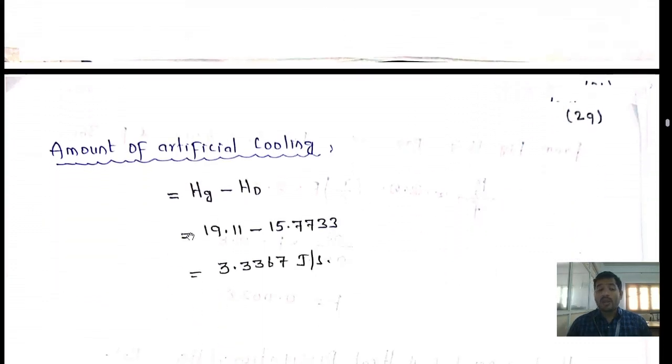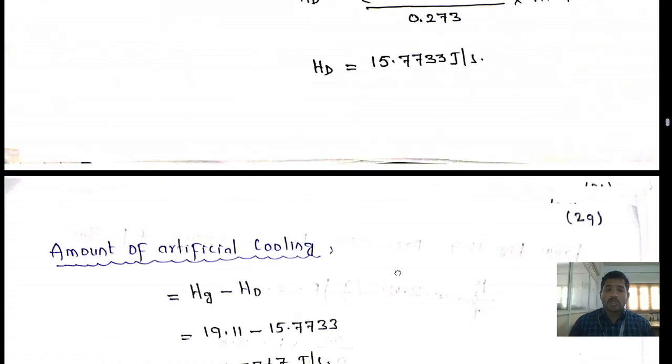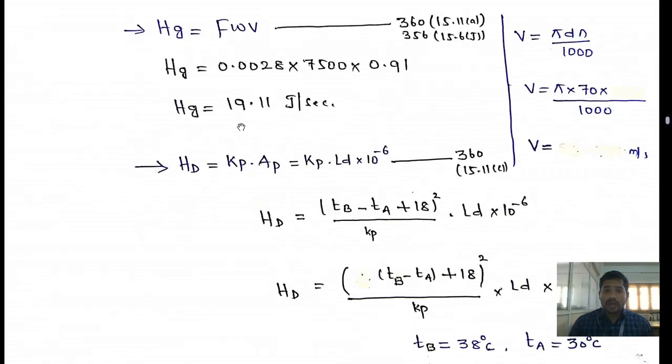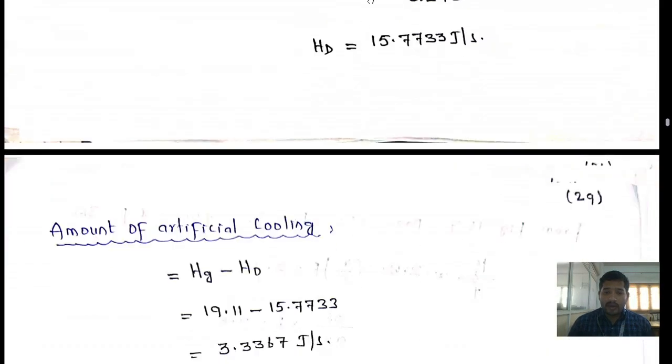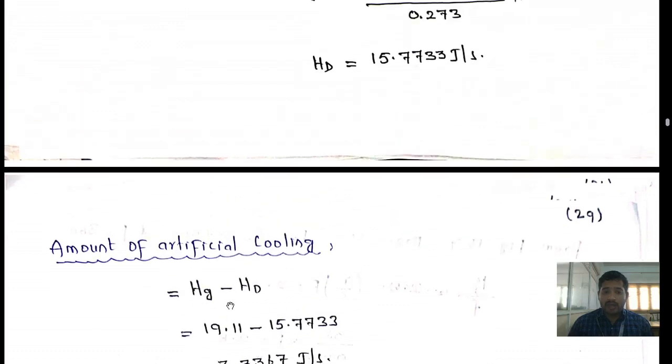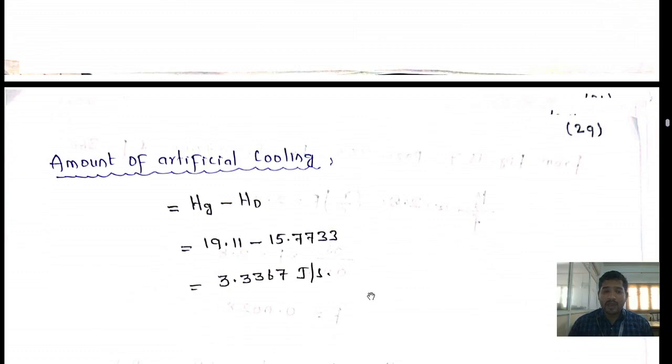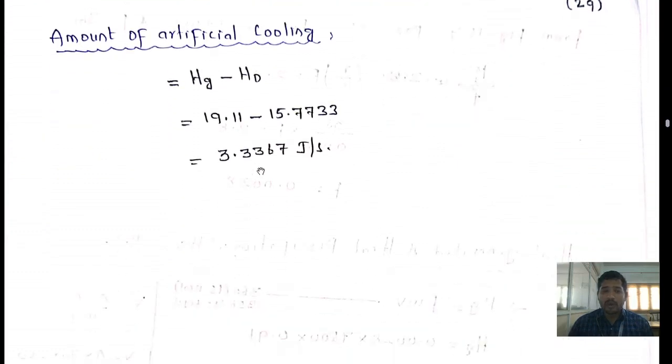But our intention is to find the amount of artificial cooling. The amount of artificial cooling equals Hg minus Hd, that is, heat generated minus heat dissipated. The Hg value we just got above is 19.11 and the heat dissipated value is 15.7733. If you substitute the values, then you will get the answer 3.3367 joule per second.